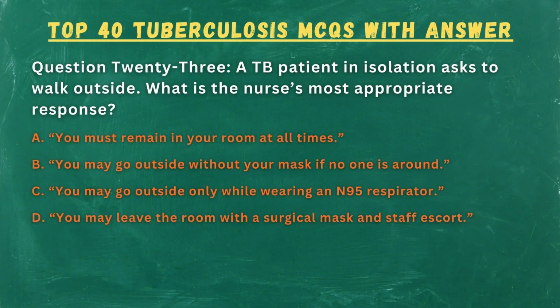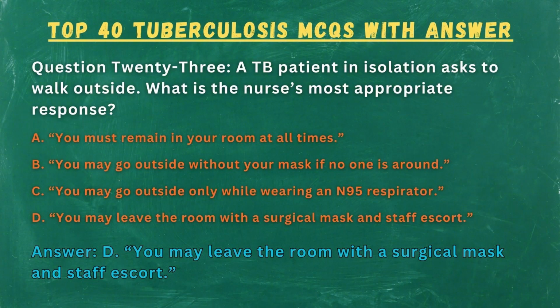Question 23. A TB patient in isolation asks to walk outside. What is the nurse's most appropriate response? A. You must remain in your room at all times. B. You may go outside without your mask if no one is around. C. You may go outside only while wearing an N95 respirator. D. You may leave the room with a surgical mask and staff escort. Answer: D. You may leave the room with a surgical mask and staff escort.